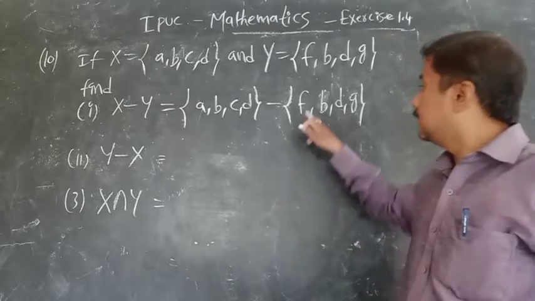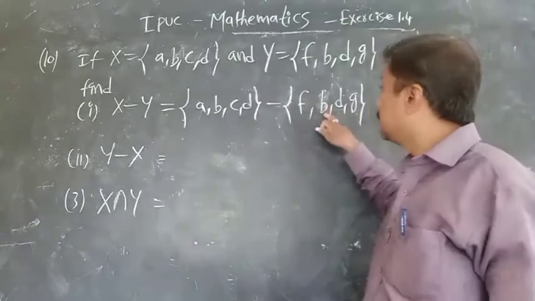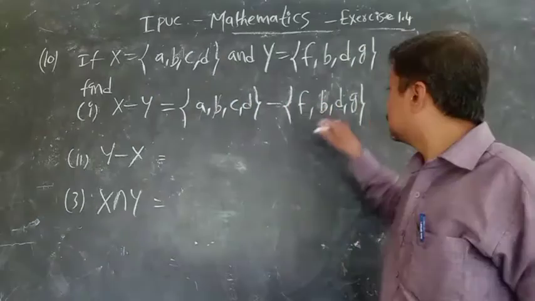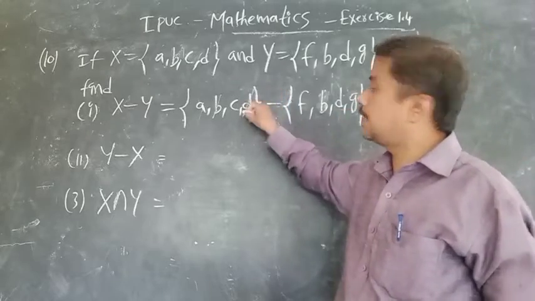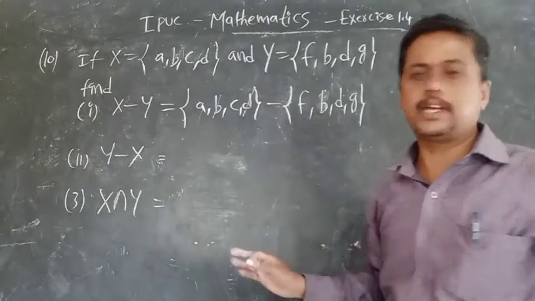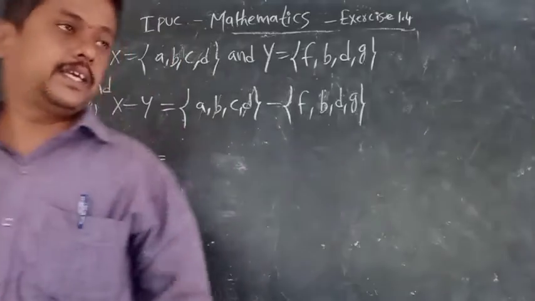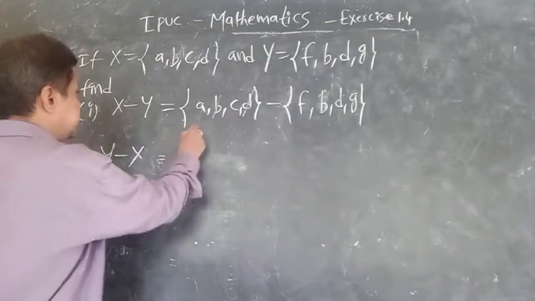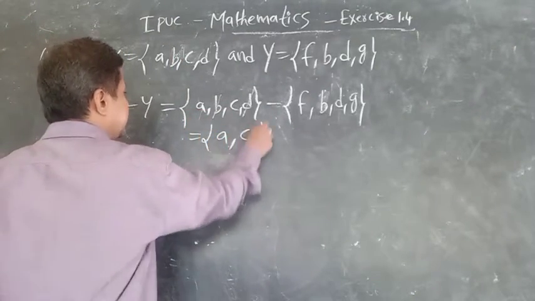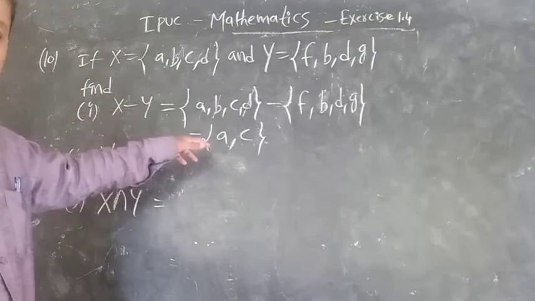Cancel it. F is not in X, leave it. B is there, cancel. D is there, cancel. G is not there, leave it. What are the remaining elements? A and C are the remaining. So this is the answer: A, C. Very easy, we'll get 1 mark.